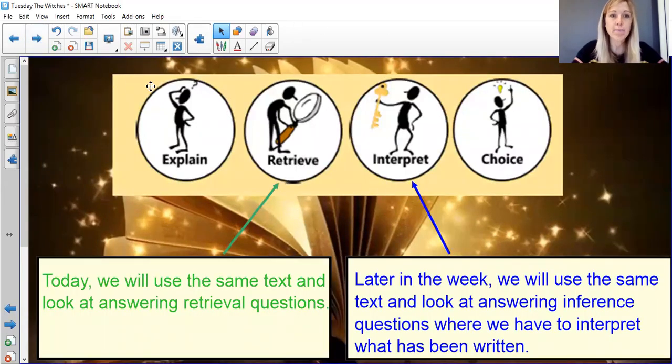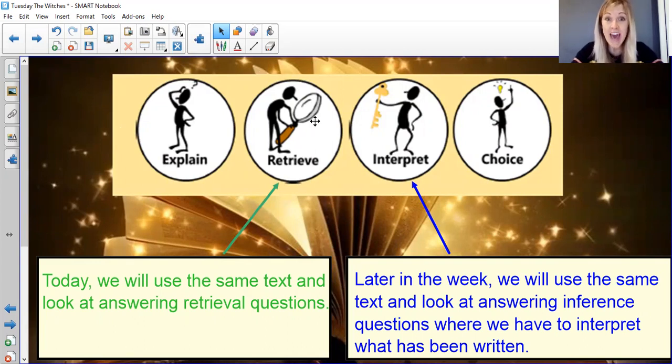Yesterday we looked at explain. We explained unfamiliar vocabulary. You might be wondering why we didn't start with decoding. Decoding happens every time we read. We're decoding words all the time. So today we're moving on to retrieve.